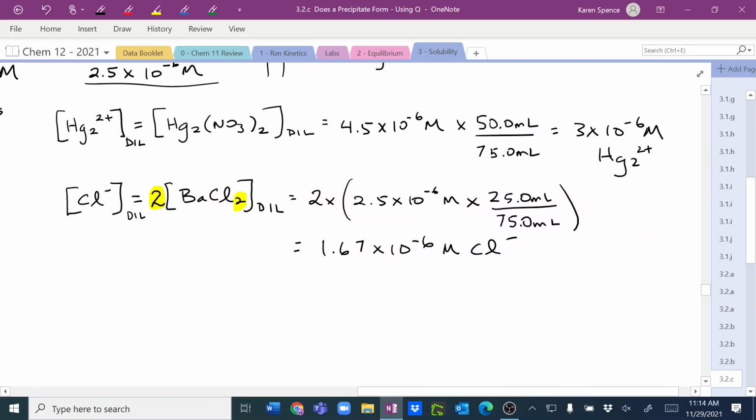And now we write our solubility equilibrium equation for Hg2Cl2. When that dissociates, remember Hg2 2+ is a polyatomic ion, so it stays together. Strange little critter though it is. But the chloride is not a polyatomic ion, so it just behaves normally. We end up with 2 Cl minuses.